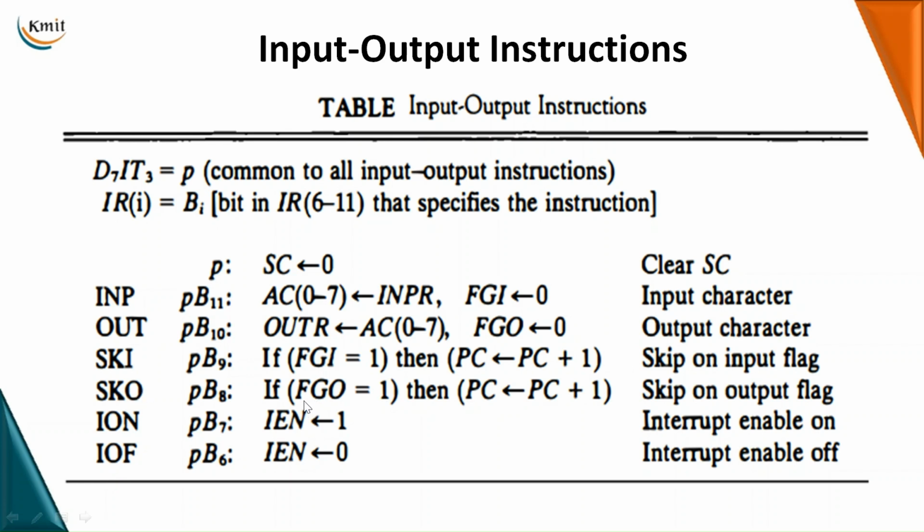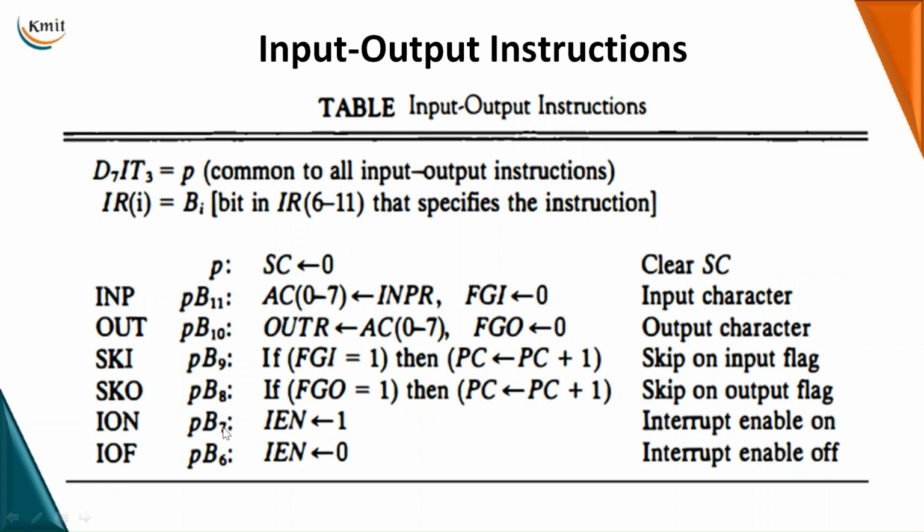The next instruction is SKO, skip on output flag. This is used to check FGO, the flag bit of the output register. If it is set to 1, then you increment the value of PC by 1, which means that you skip the execution of the next instruction according to the program order.